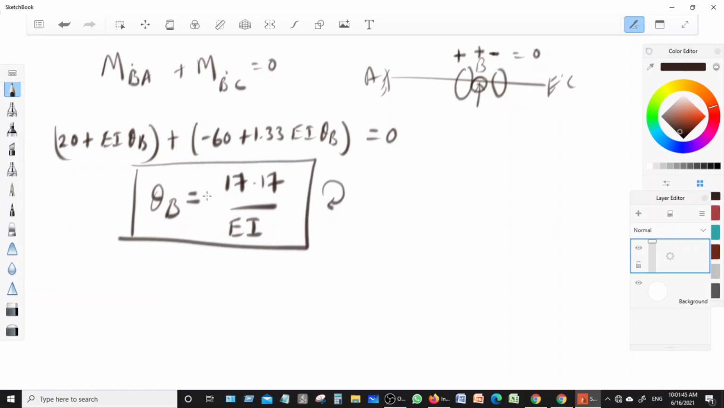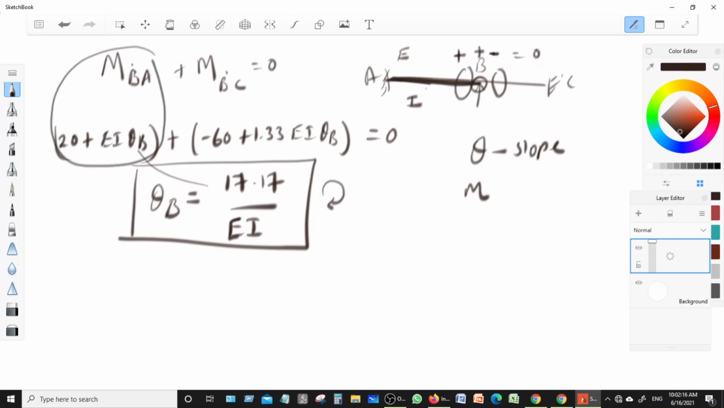If you know the modulus of elasticity E of the material of beam AB, and the moment of inertia of this beam, you put in the values and you will get theta B. So in this method you get theta, that is the slope, as well as you can find the moment. If you put the value of theta B here, you will get the value of MBA, and if you put the value of theta here, you will get the value of MBC. Both will be the same.